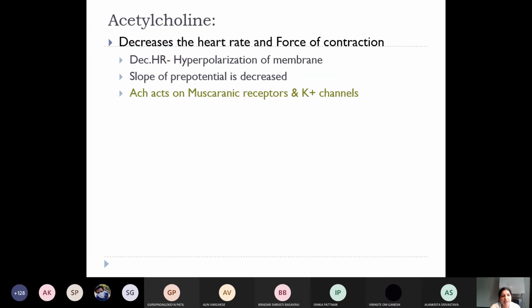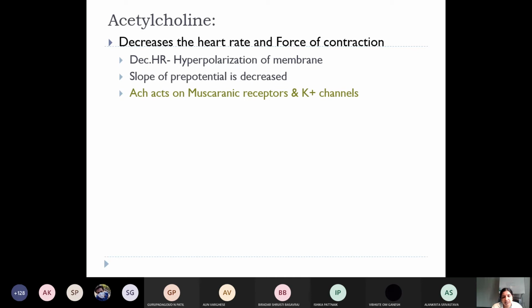Now we go for acetylcholine. Acetylcholine is a neurotransmitter secreted at the ends of all parasympathetic nerves. When we talk about the heart, it is predominantly the vagus nerve. So vagus nerve stimulation leads to release of acetylcholine, and acetylcholine decreases the heart rate and force of contraction, exactly opposite to that of adrenaline, right?